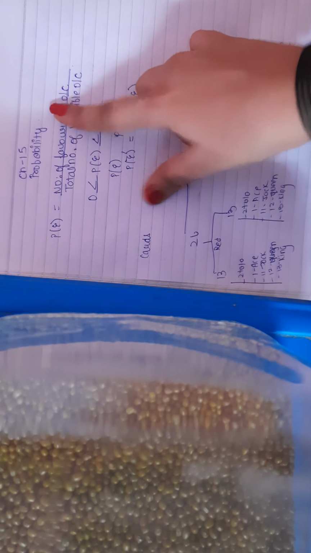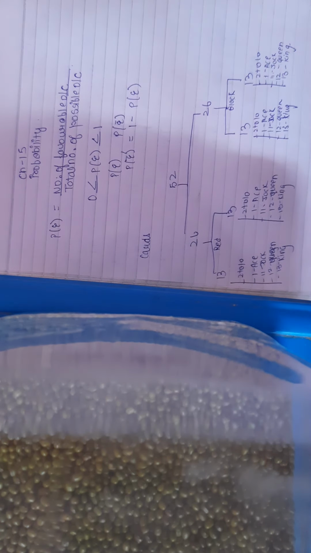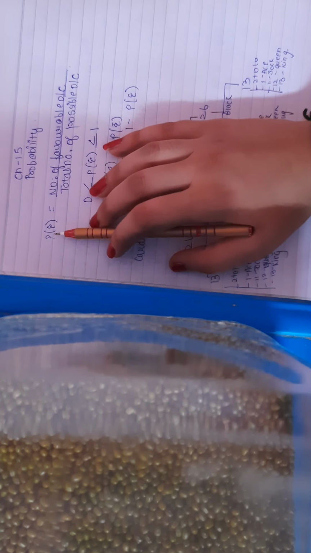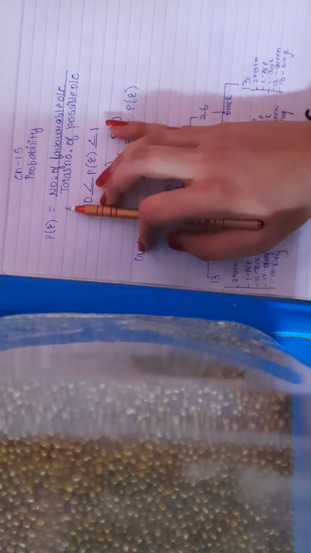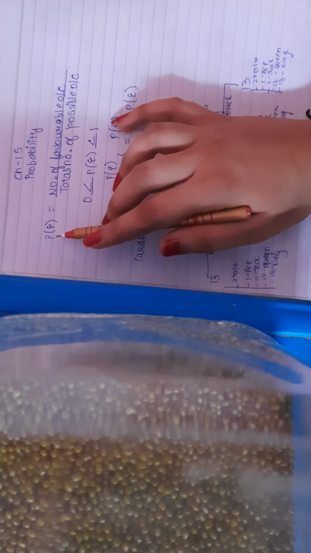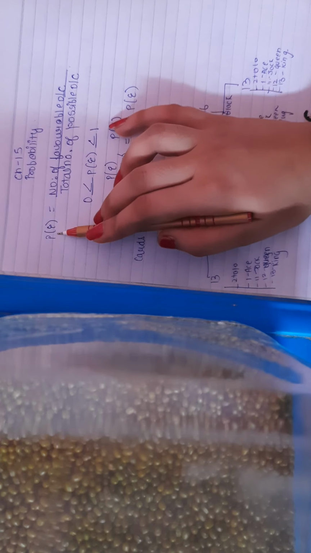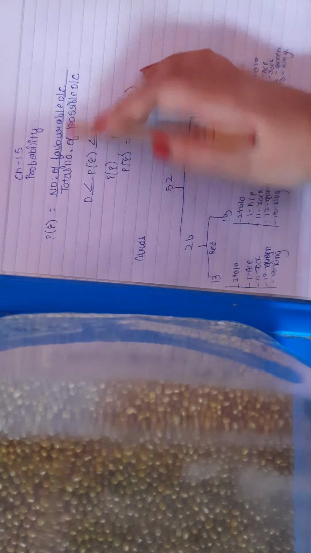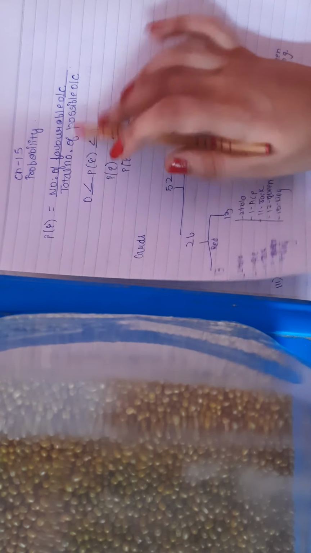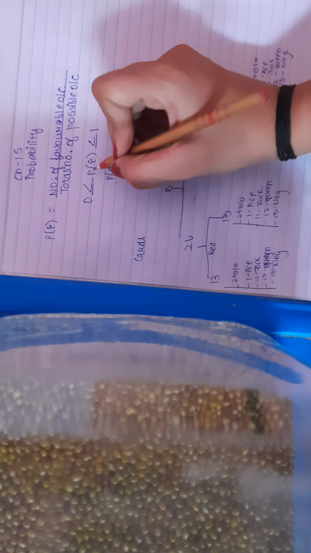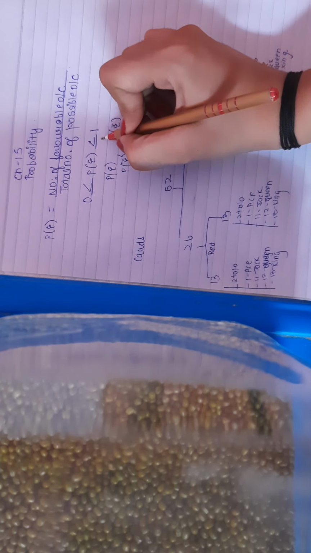We are going to study probability, chapter number 15, probability, class 10th, NCERT. The most important thing in this chapter, around which the whole chapter evolves, is this formula: the probability of an event to occur is equal to the number of favorable outcomes upon the total number of possible outcomes. And the probability of an event can be between 0 and 1.